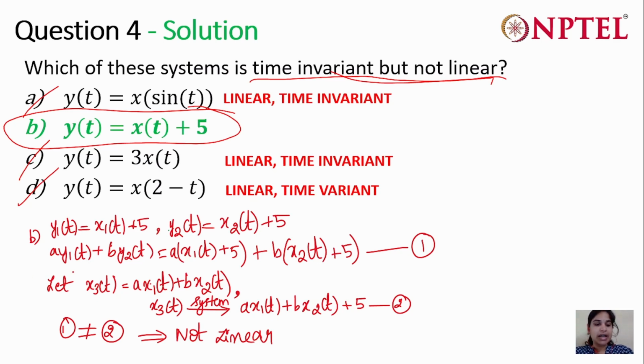Basically, what we are trying to do by doing this is, we are checking both the homogeneity property and the additivity property, a into y1 of t plus b into y2 of t. So if you see that 1 is not equal to 2, the system is a non-linear system. So the answer is B.